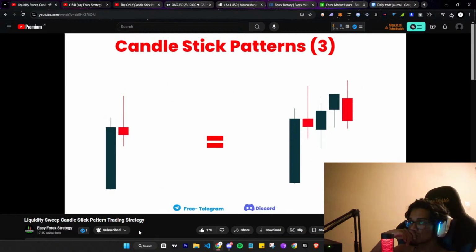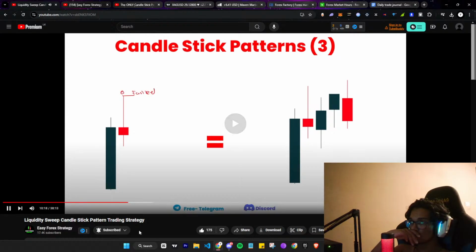Okay, let's clear everything. From here, we can see this one has failed because we'll be looking for the market, let's say, for price action not to trade above this high here.